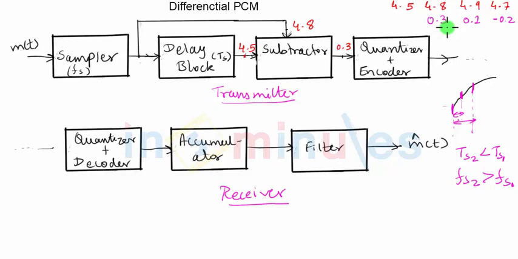Now let's try to understand how the receiver of differential PCM needs to be designed. The digital signal will be transmitted through a physical channel to the receiver side. The digital signal in the form of ones and zeros will be represented in the form of two voltage levels. I can use plus 5 volts for logic 1 and minus 5 volts for logic 0. There are many other representations also available.